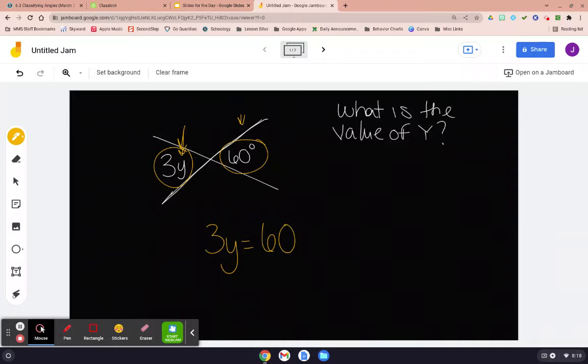So if I were to set that up, 3y is multiplication, so to undo it, we would divide by 3 on each side, which means y would equal 20.